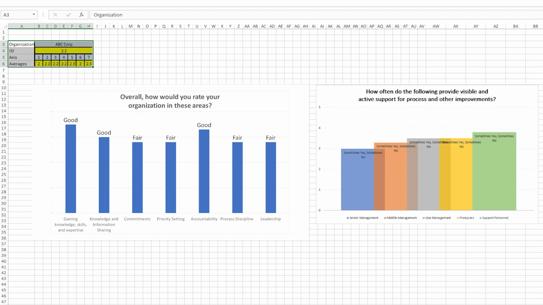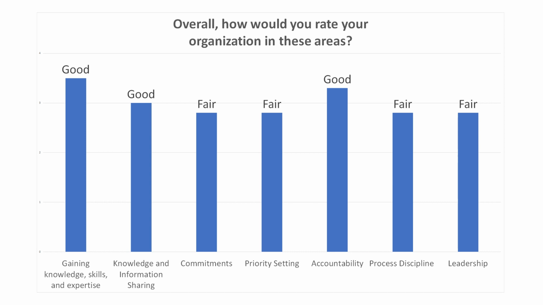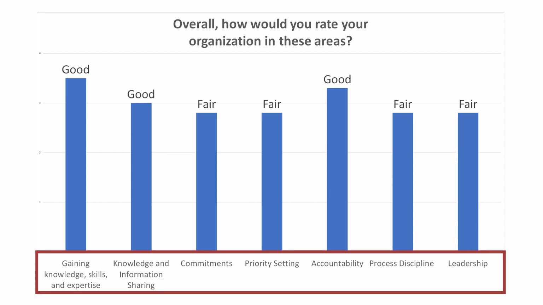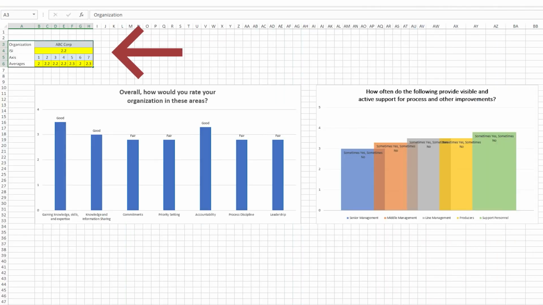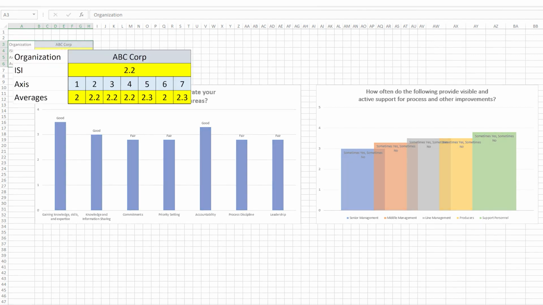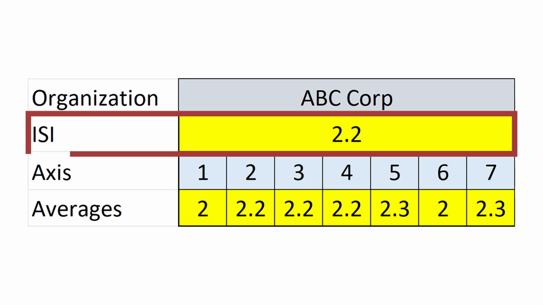The other 2 charts are high-level, subjective views of how respondents believe their organization is meeting the 7 axes of behavior and if there is visible and active support for improvements. The table provides the actual values for the OB graph, which, when averaged, provide the ISI value.